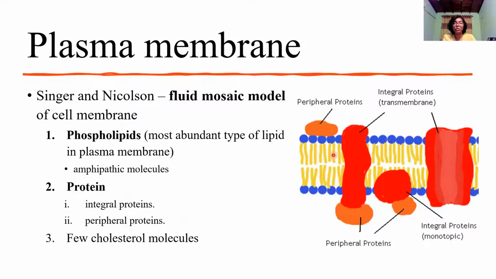So how do the cholesterol molecules look, and how will they fit? Here you can see one phospholipid molecule and then another phospholipid molecule. In between two molecules, we might find a cholesterol molecule. So why do we have this cholesterol molecule?